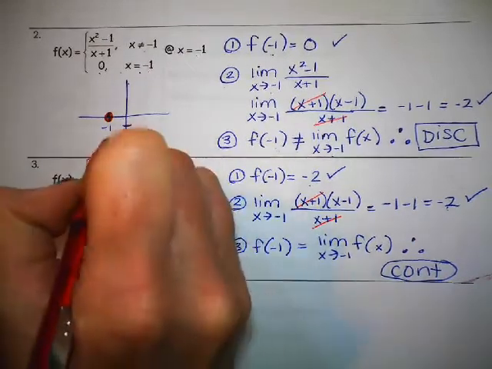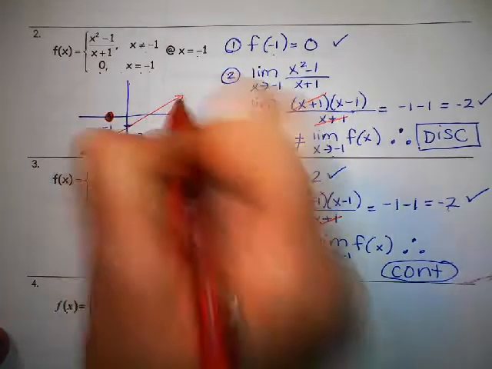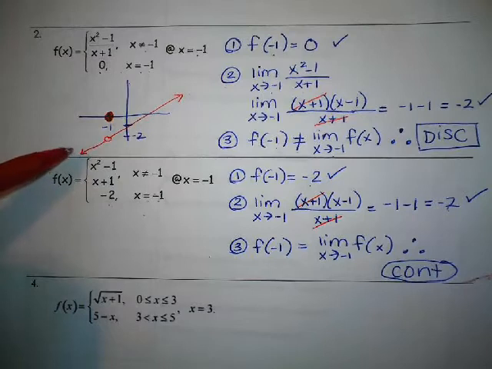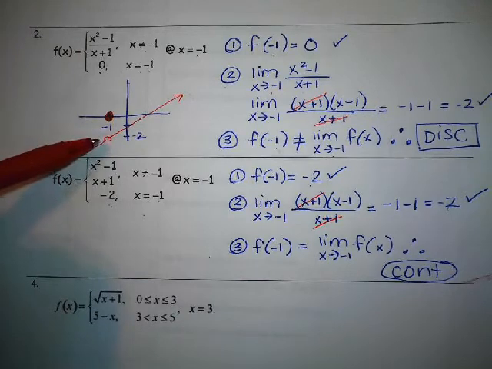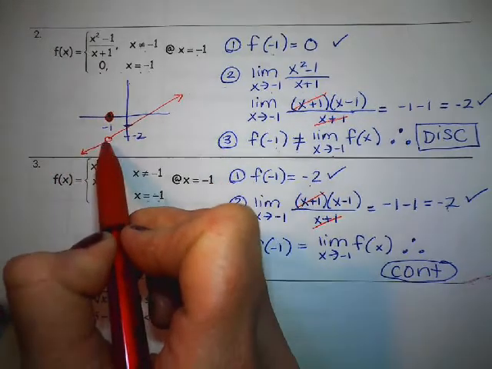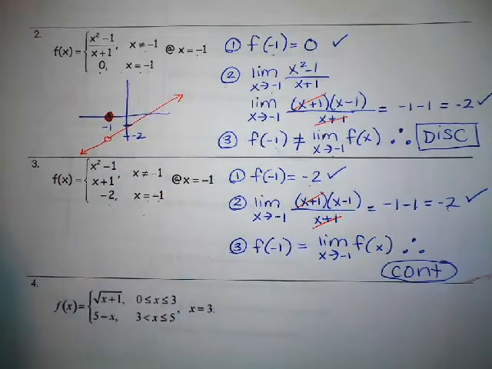And so what it looks like is this. That's what my graph would look like. So if I would have given you this graph and said, is this function continuous at -1? I hope you would have said no, it's discontinuous because I can't draw this without picking up my pen. Okay, so that's what 2 would look like.